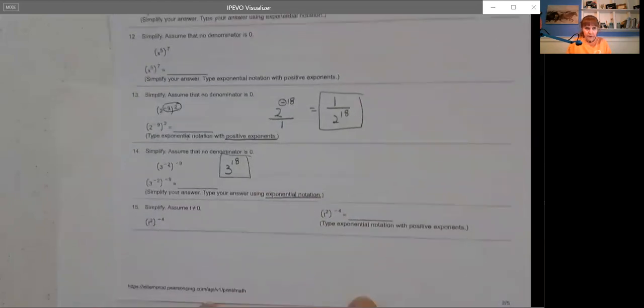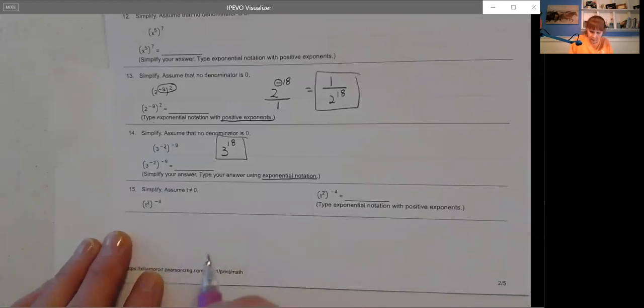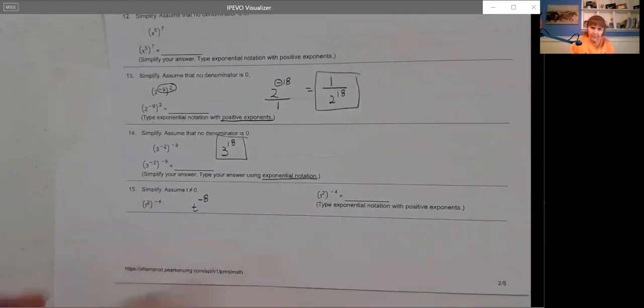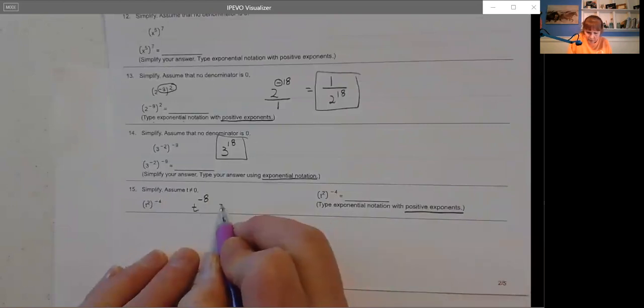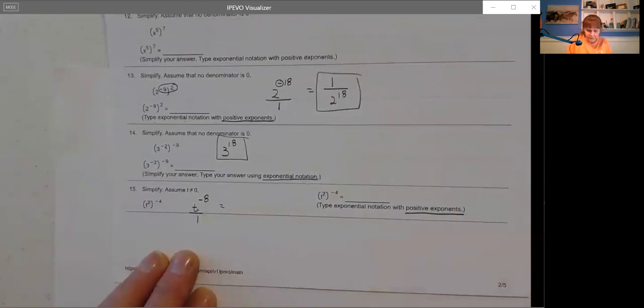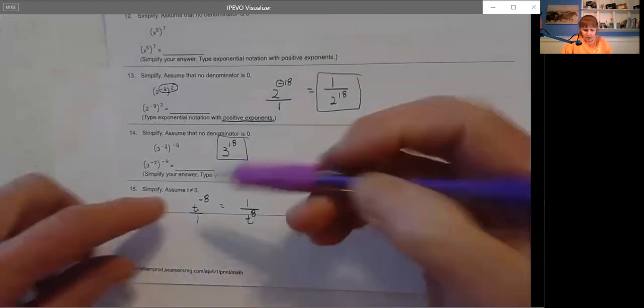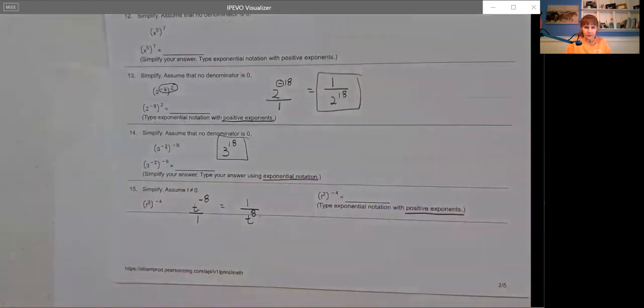15, t cannot be 0 because you can't have a 0 in the denominator. I'll say, well, it's not in the denominator right now, but it will be. A power to a power you multiply. So we're going to combine a couple of ideas here. But they want it written with positive exponents. So right now it's in the numerator. I have to move it to the denominator to get rid of that negative. It changes its position. If it's negative here, it's positive underneath. If it's negative underneath, it'll be positive in the numerator.